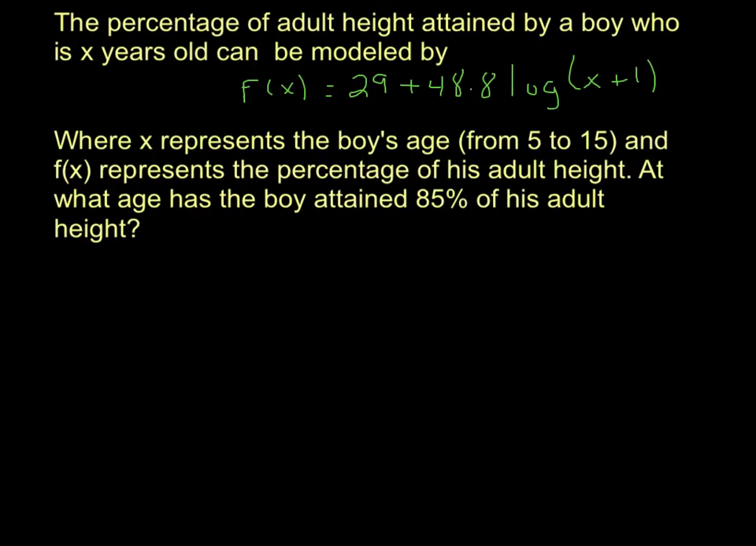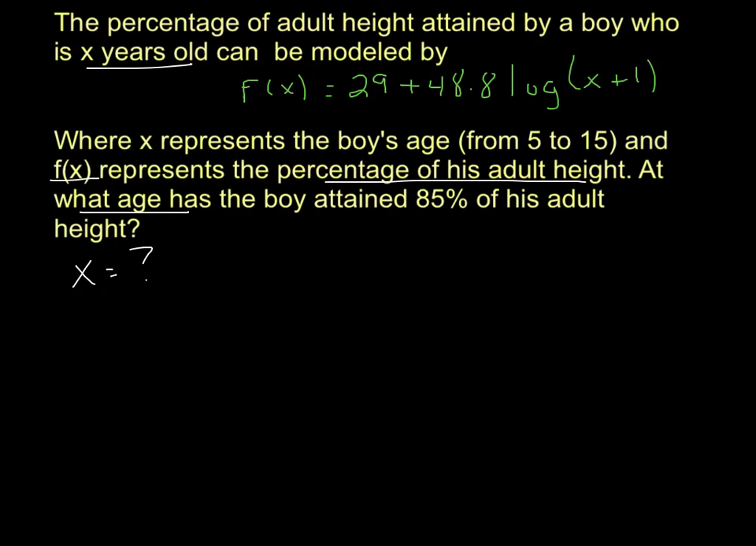Alright, so here's another application problem. I want you to take a second, read the problem, and see if you can solve it. Okay, so let's see what we've got. The percentage of adult height attained by a boy who is x years old, so x is going to represent our age, is given by this log function. x is the boy's age between 5 and 15, so there's our domain. And f of x is the percentage of the adult height. So at what age, which means I'm looking for x, has the boy attained 85% of his adult height?